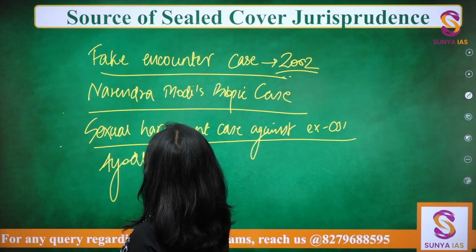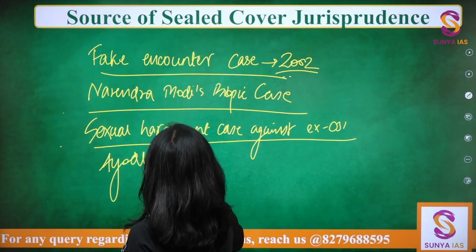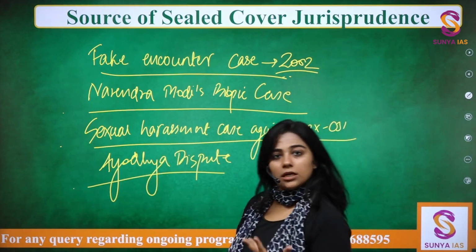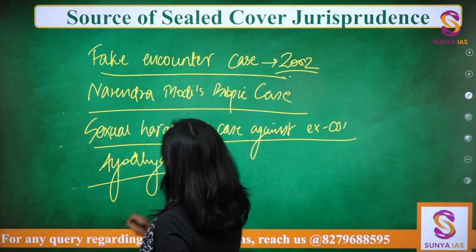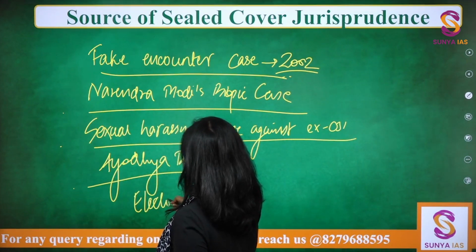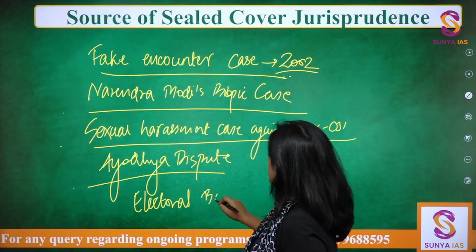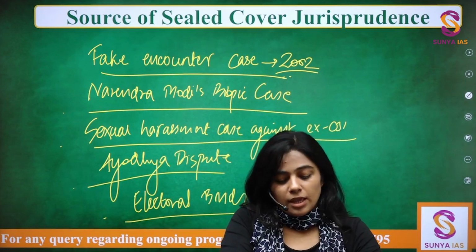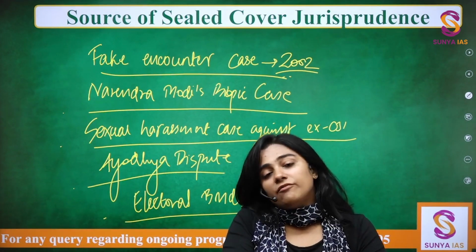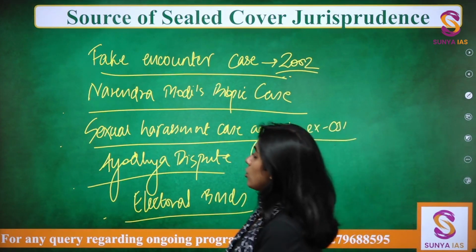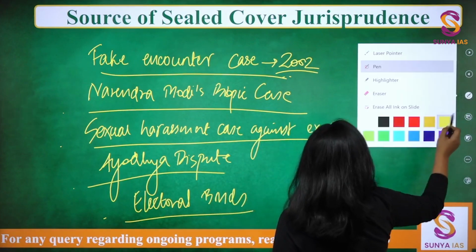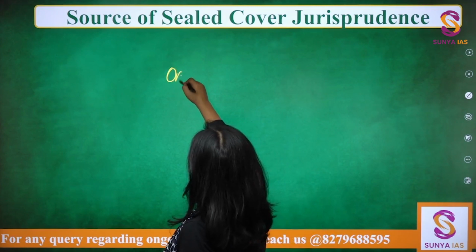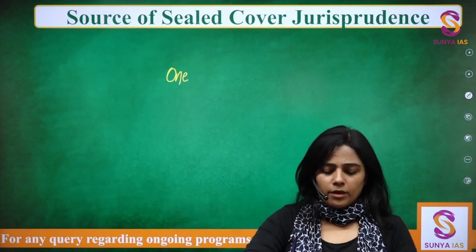Then even in the Ayodhya dispute, sealed cover information was shared, and most recently the electoral bonds case. Okay, these are some of the cases, and one very important case because of which all of it came into the news was the Media One case.